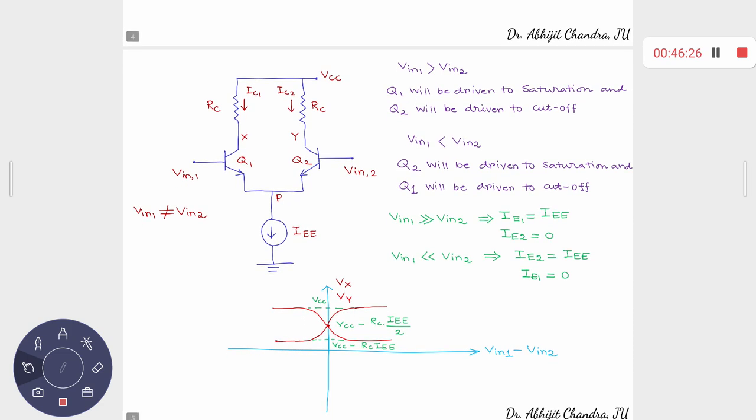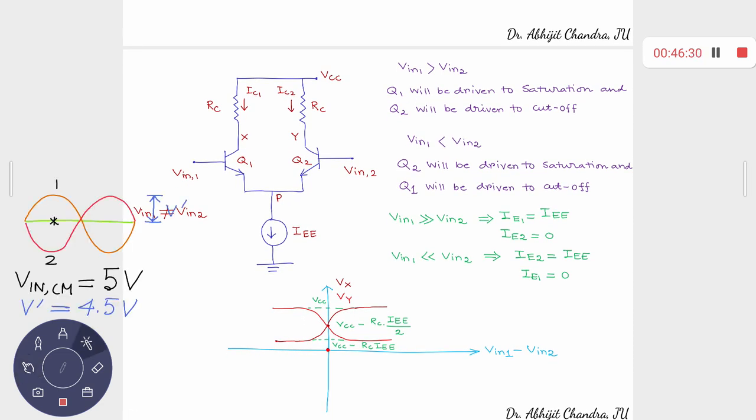So what I find is this one. Previously you have already observed this one. When V1 minus V2 equal to 0, both of these two values are equal to VCC minus RC into IEE by 2. That you already observed last time. When V1 is much much greater than V2, then what I find? I think you cannot observe it because both of these two colors seem to be the same. One is red, other one is maroon, but it seems to be the same anyway. This is the fluctuation of Vx. And this is the fluctuation of Vy.